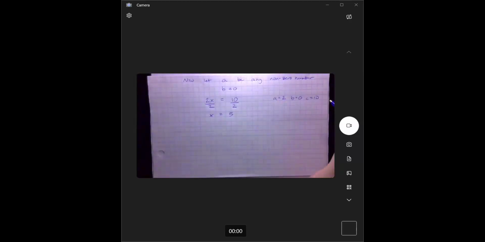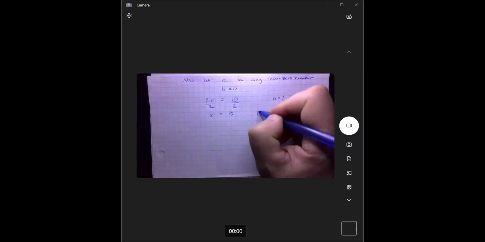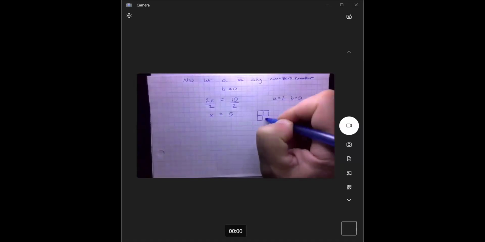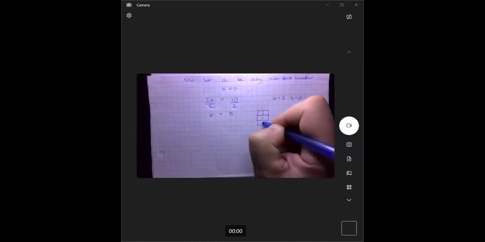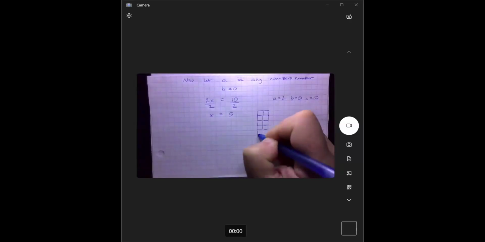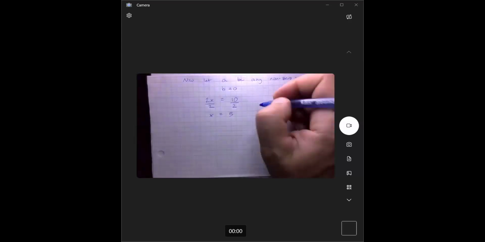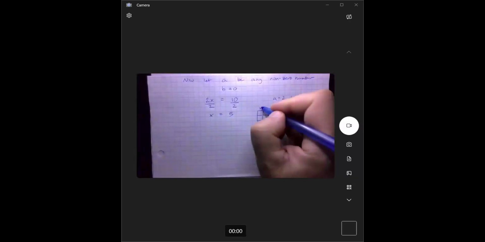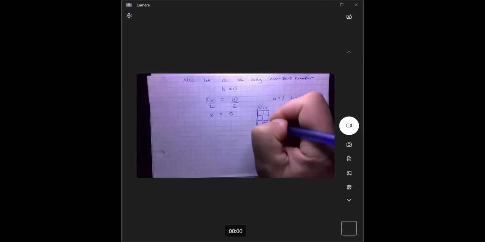And just for fun, I'm going to do a visual approach to this using my blocks here. I'm going to draw out 10 blocks. I'm going to conveniently group them into groups of 2. 1, 2, 3, 4, 5, 6, 7, 8, 9, 10. So 2 of my x's is going to give me 10 blocks, which means 1 of my x's is going to give me 5 blocks.